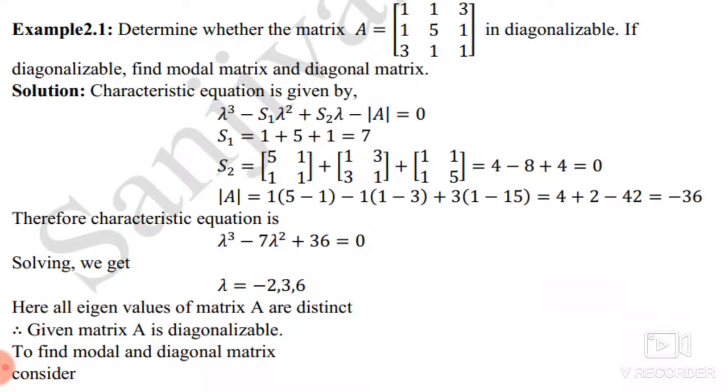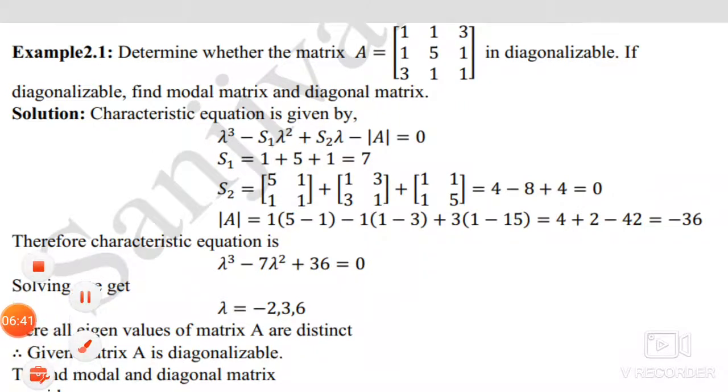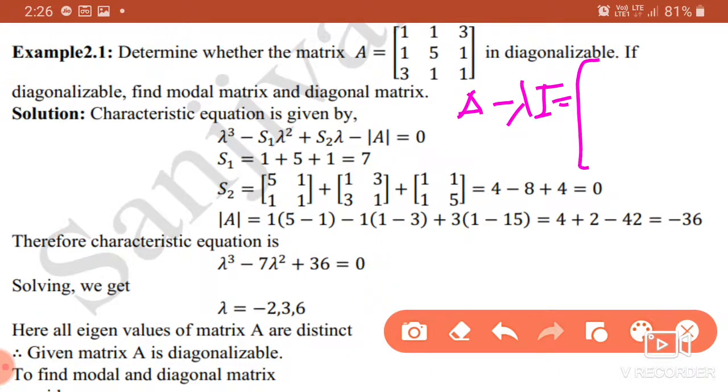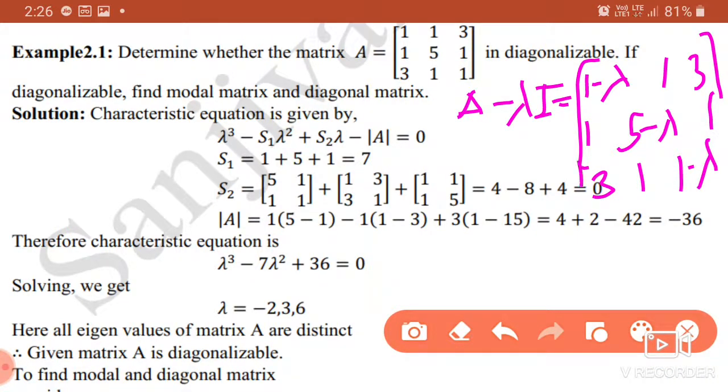So first we see the example. Determine whether the matrix A given as [1 1 3; 1 5 1; 3 1 1] is diagonalizable. If diagonalizable, find the model matrix and diagonal matrix. So first we find A minus lambda I. Subtract lambda from the diagonal elements, so it is 1 minus lambda, 1, 3; 1, 5 minus lambda, 1; and 3, 1, 1 minus lambda. So this is the A minus lambda I matrix.